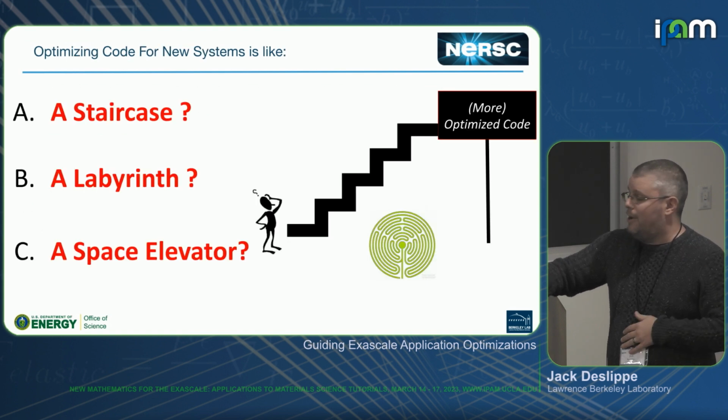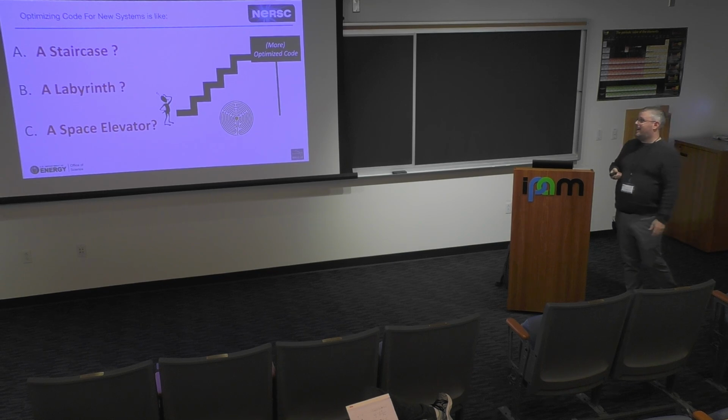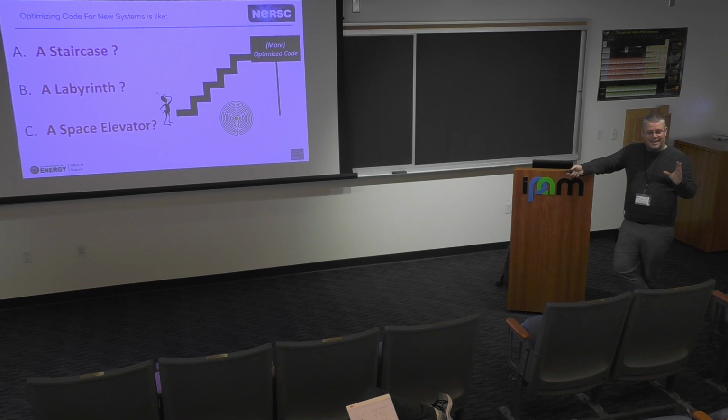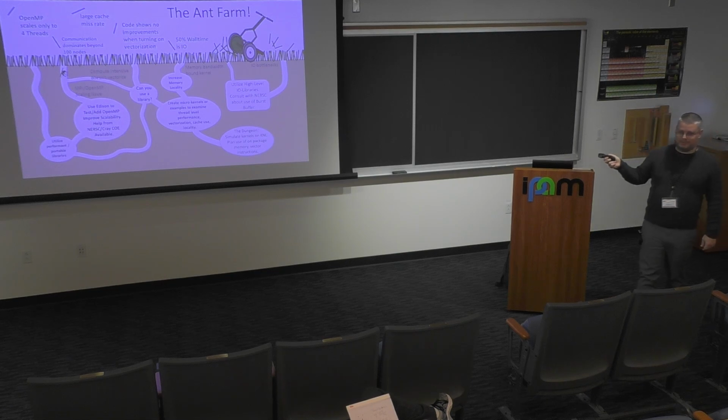We were thinking about this as a problem for NERSC to communicate to the user community at large. What could we tell the community? Is optimizing their code for a new system a staircase where you do one step and then the next step appears naturally and you just continue progressing up and up? Or is this a labyrinth where you enter and never see the light of day again? Is it a space elevator where you just find the right optimization for your code and you rocket it up into space? The analogy we ended up settling on was the ant farm. And I like to say that this is the type of out-of-the-box thinking that gets you promoted at Berkeley.